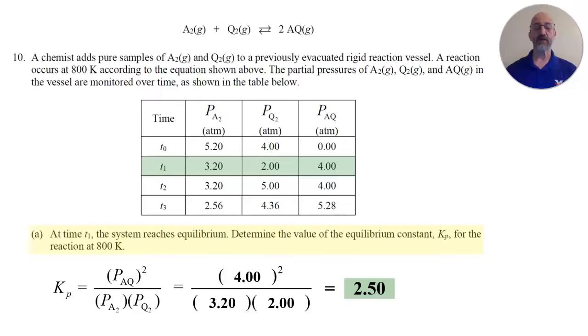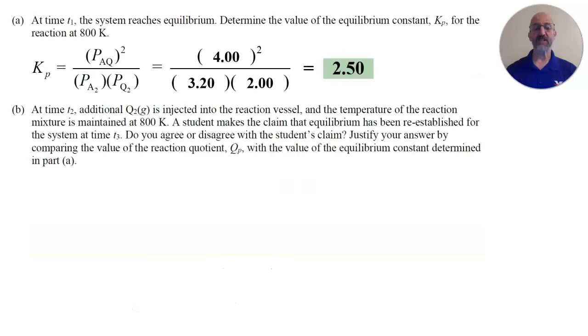reaction at 800 Kelvin. Now you will notice that at time T2 in this data table, the partial pressure of Q2 jumps up from 2 atmospheres to 5 atmospheres. So something must have happened in which most likely additional Q2 was added to the reaction vessel. Let's go ahead and take a look at part B of question 10.